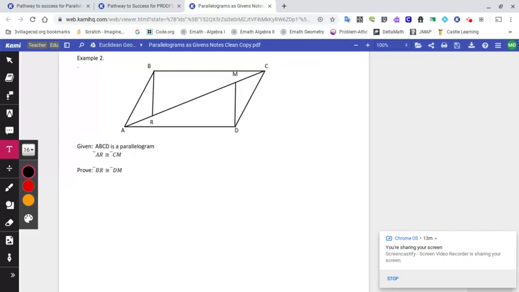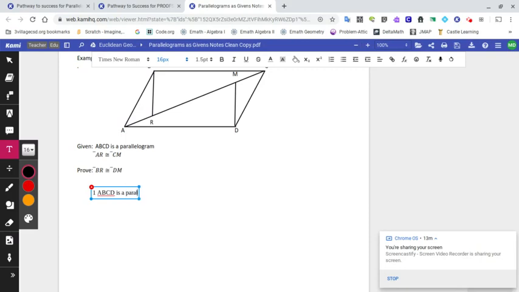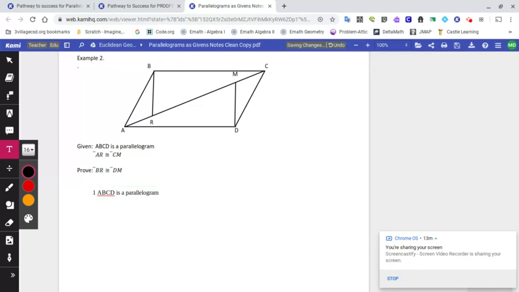Okay, so in this case, we're trying to prove that AR is congruent to CM. It looks like if I get those two smaller triangles on the ends there, on the left and the right, congruent to each other, I can do that by CPCTC. So that's what I'm going to look at doing. I'm going to put in my given: ABCD is a parallelogram. That's given.